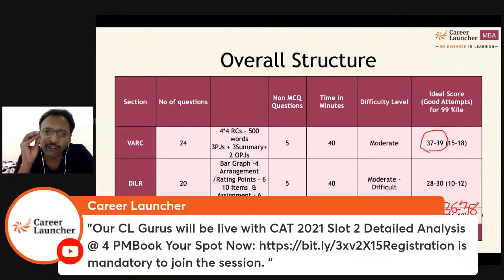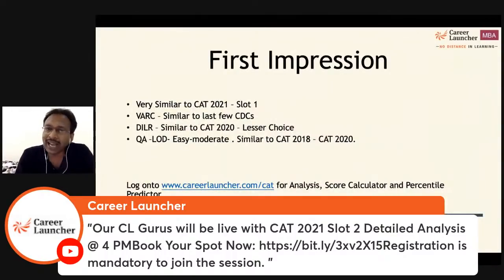My idea was to give you a quick analysis of what happened. This paper was very similar to the CAT 2021. Once again, the verbal ability section, I can guarantee you, was very similar to a few of the CDCs, the countdown mocks that you have done. And DILR was similar to the CAT 2020 with fewer choices. And QA LOD was not as difficult, especially given that there is a lot of arithmetic.